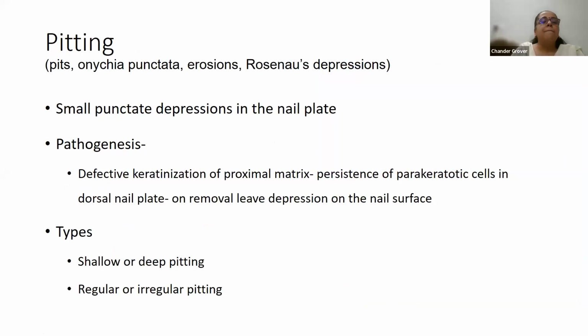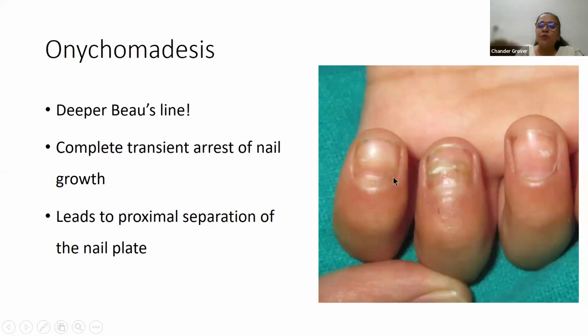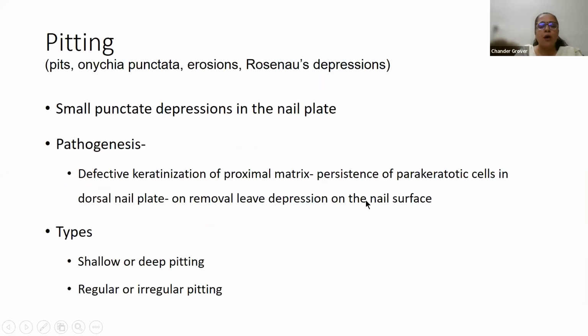That is pitting. No regular arrangement is implied here. They are also called Rosenau's depressions, small punctate depressions in the nail plate surface. Pathogenesis: defective keratinization of the proximal matrix. So if through and through the whole matrix was affected, the whole thing will separate. But if the matrix was affected only in foci, this whole continuum will not form. You will only see small pits growing out.